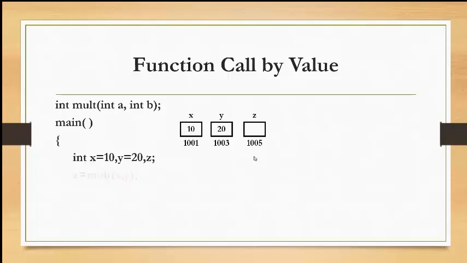Now I'm executing the next statement. The next statement is an assignment statement, that is, Z is equal to a function call. Here the function is getting called, so my main function becomes the calling function, and multiplication of X and Y becomes the called function.